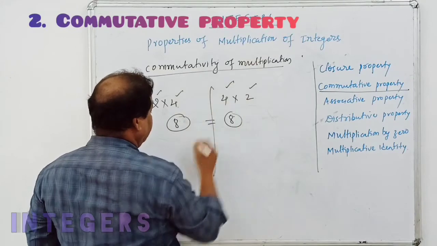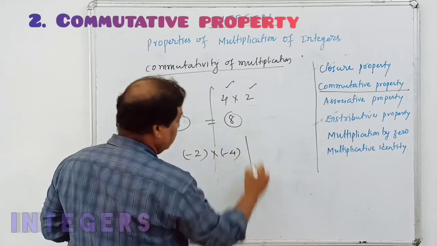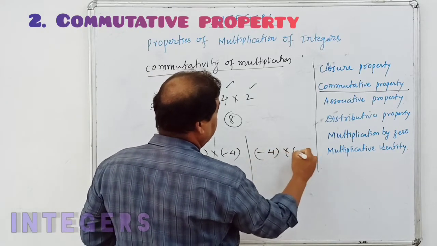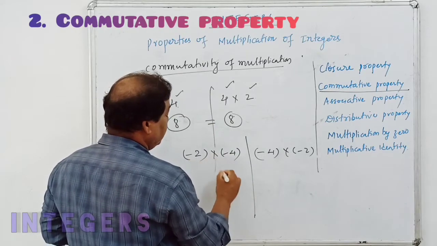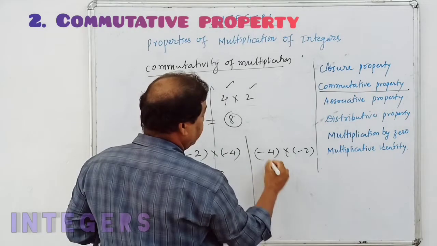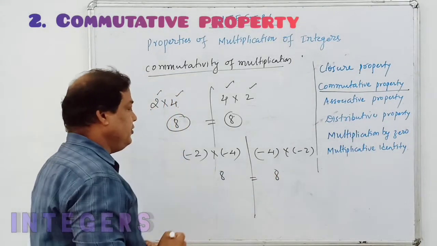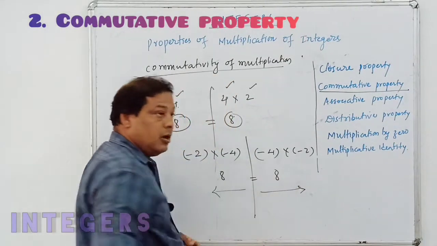For multiplication, minus 2 times minus 4: you keep one side as minus 4 times minus 2. So minus times minus is plus, 2 fours are 8, and 4 twos are 8. That means 8 is equal to 8. So the LHS and the RHS are both equal.